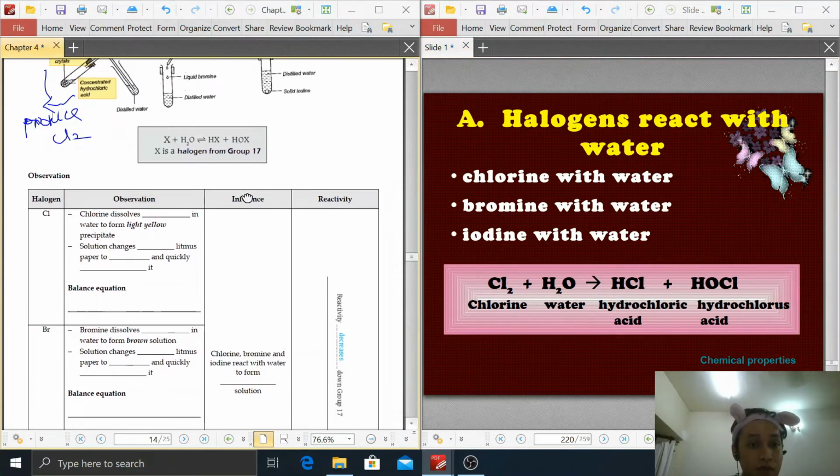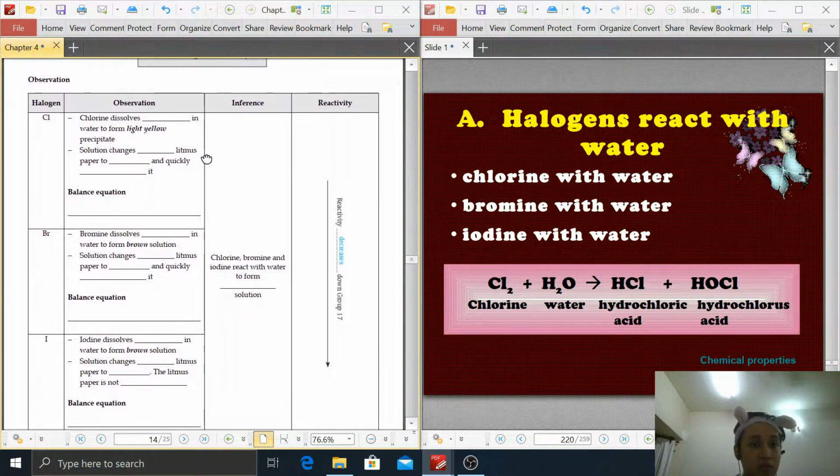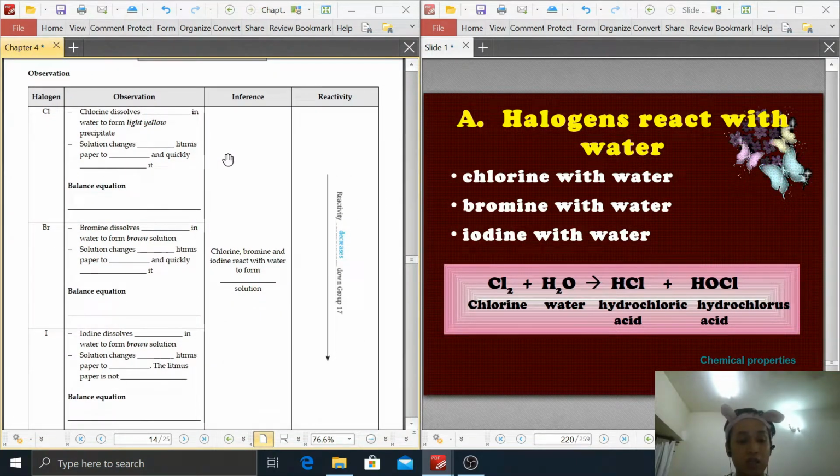Okay, so this one is the general formula. Chlorine reacts with water to produce the acid and also hypochlorous acid. Remember, we need to know the observation. Chlorine dissolves. Remember, reactivity decreases, meaning you are going to dissolve fast and then slow as you go down the group. So chlorine dissolves rapidly in water to form a light yellow solution.